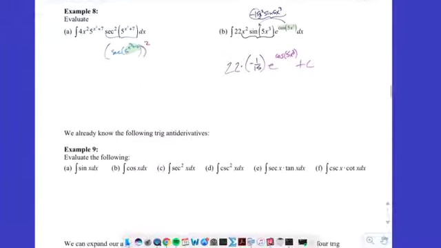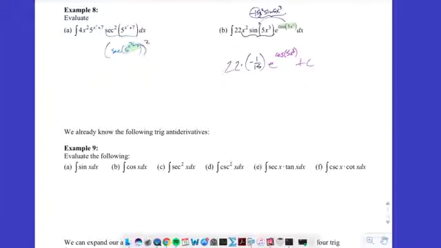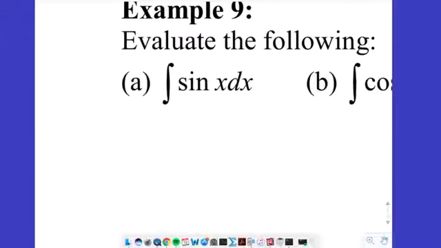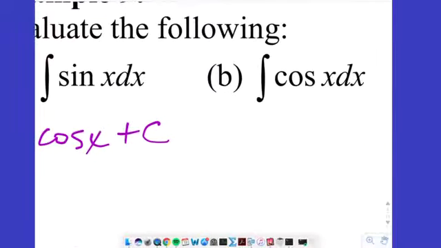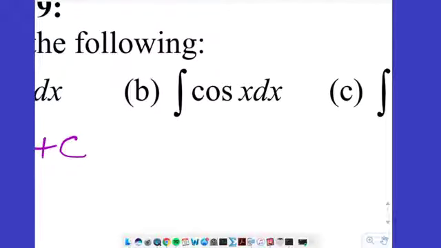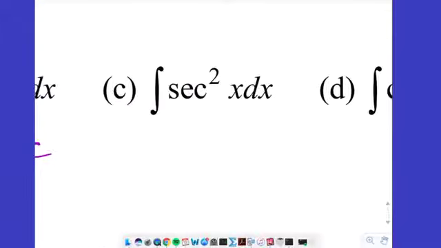Okay, so let's go ahead and review so far all the known trig antiderivatives. Example 9, the integral of sine of x is negative cosine of x plus c. Now we're done with that. The antiderivative of cosine of x, sine of x, plus c, good. Secant squared of x, tangent of x, yeah, plus c.